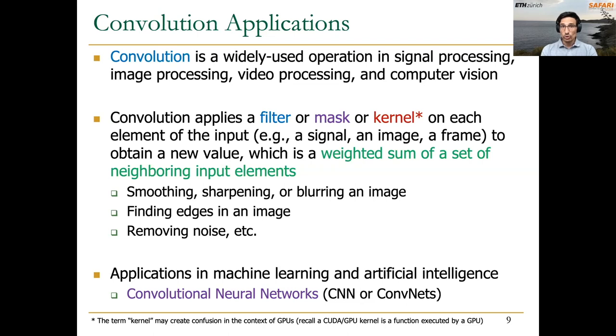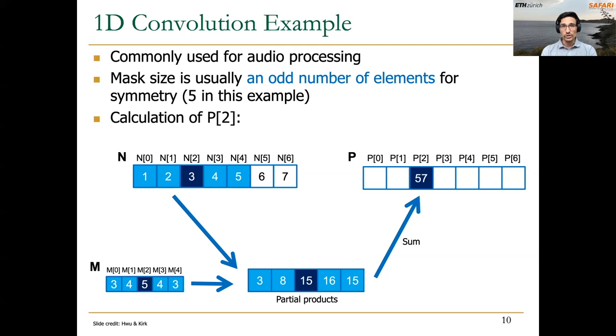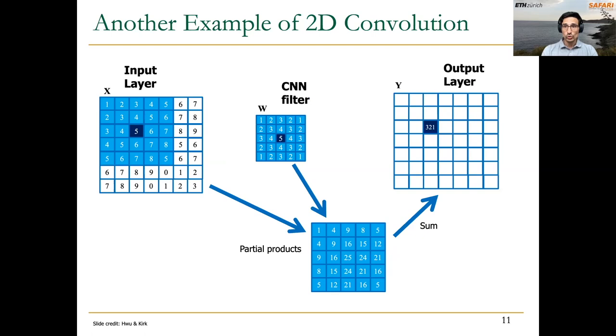Then we covered the convolution, which is widely used in signal processing, image processing, video processing, and computer vision, and also very much used in an important type of neural networks these days, the convolutional neural networks. As you may remember, to calculate the output values in a convolution, what we do is apply a filter or a mask on the elements of the input, and we obtain partial products and finally a weighted sum that gives us the output value. Here you can see one example for a 1D convolution, and this is another example for a 2D convolution.